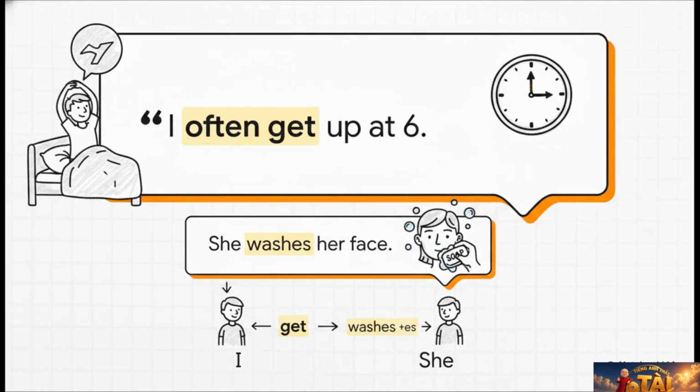Let's look at an example. I often get up at 6. Because our subject is I, the verb get stays totally bare. But watch what happens when we switch the subject to she. It completely forces the verb wash to adapt. Since wash ends in sh, we just tack on that es to make it washes.